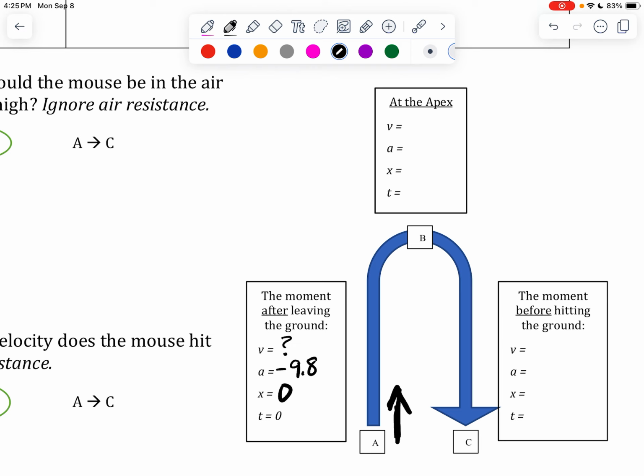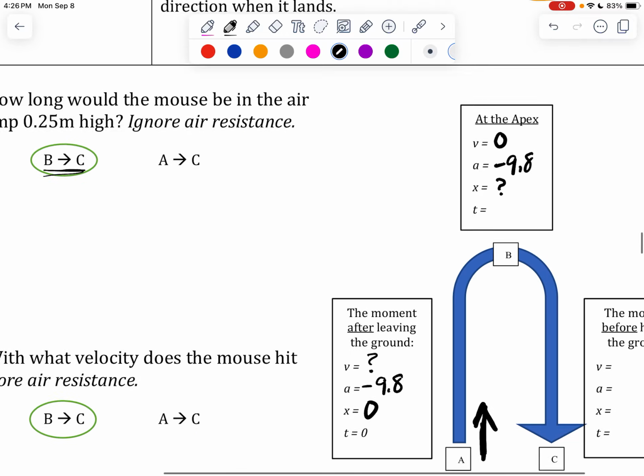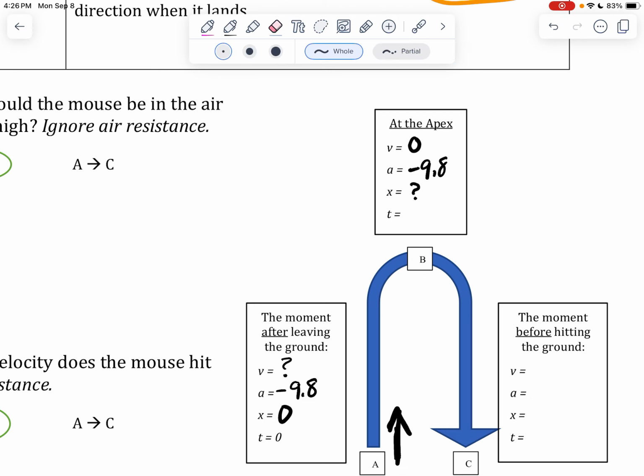At the apex, at the maximum height at B, this velocity is 0. Acceleration is still negative 9.8 meters per second squared. The position, they did tell us, 0.25 meters high. So at this point here, that's how high the mouse is up in the air. We don't know the time. This would be the time to go from A to B, and we don't know what that is.